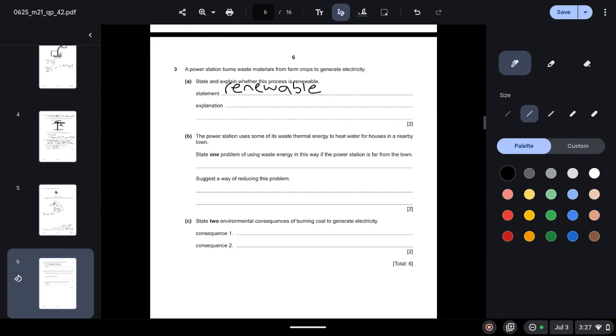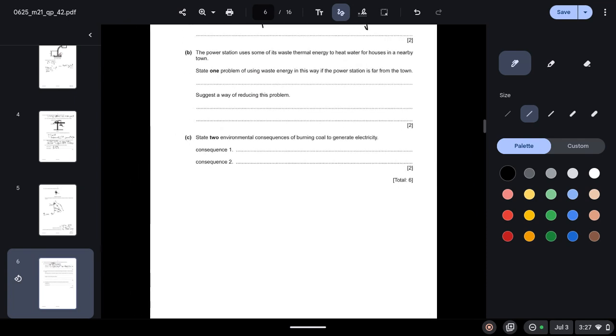And this is because the crops that are being used to get the waste material from can always be regrown. So they won't get depleted. They can always be regrown.